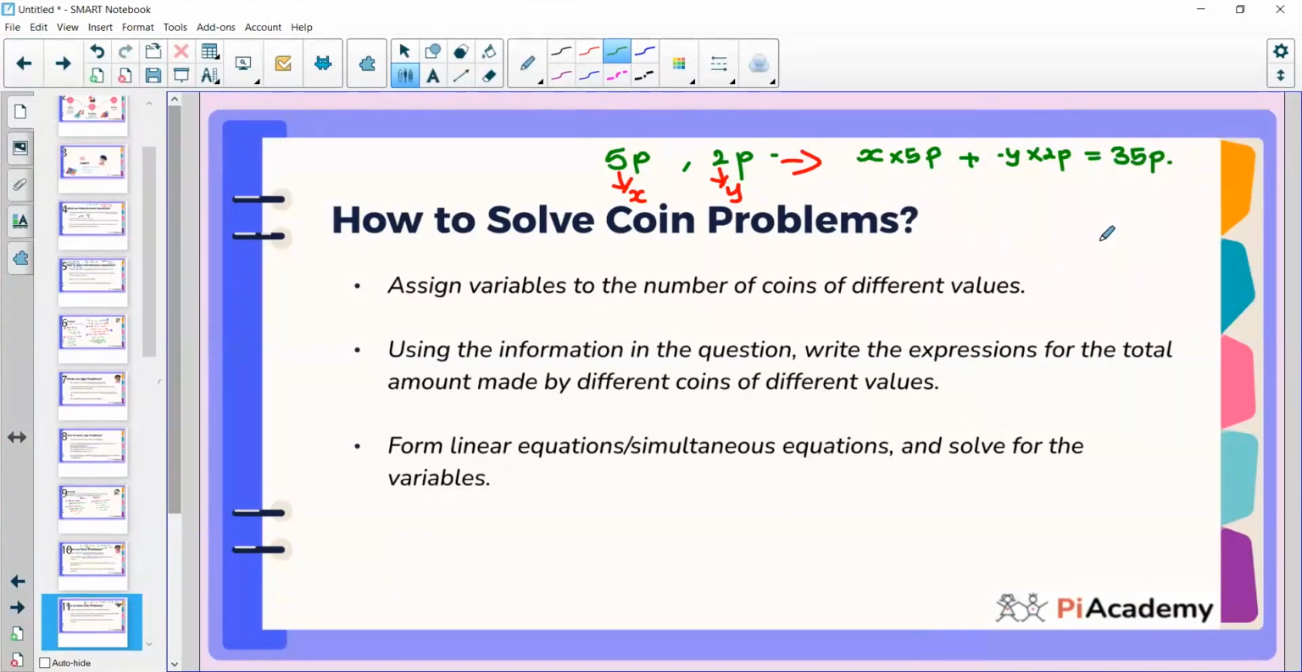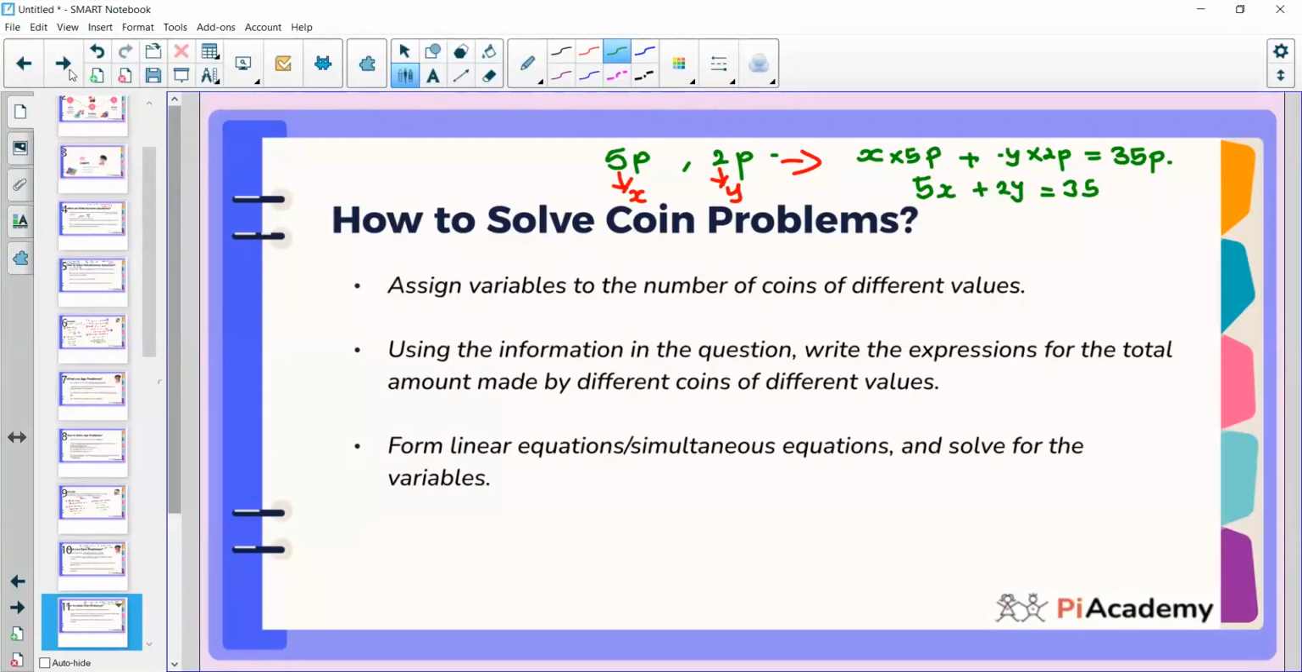So this is how you would try to get the equation. If you remove p, you would have 5x plus 2y as 35. This is how you end up working out the equations. And then you need to form linear or simultaneous equations and solve for the unknown variables. So first job is assigning variables to the number of coins of different kinds. Then writing expressions using the information in the question, forming equations and solving for the unknowns.